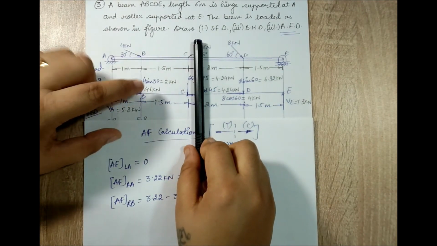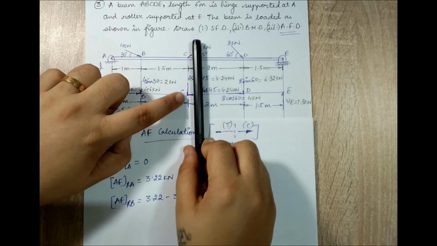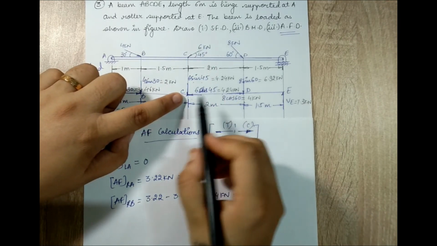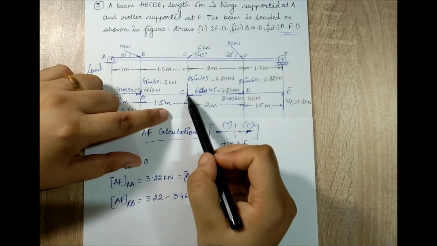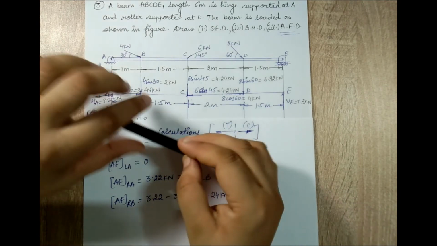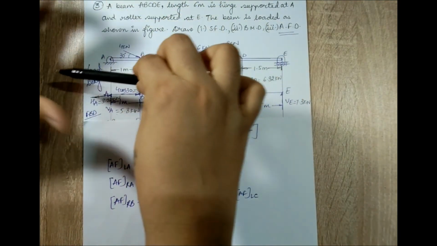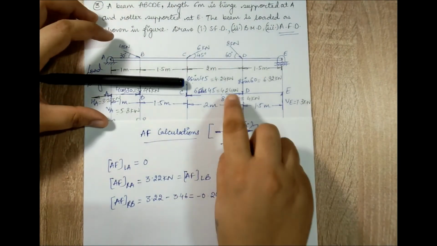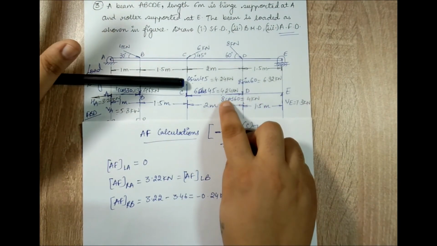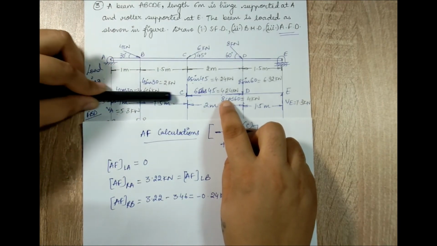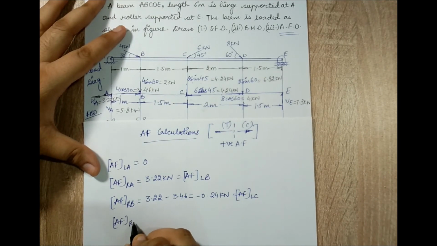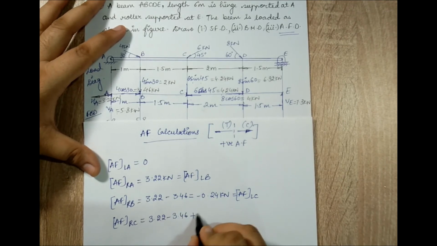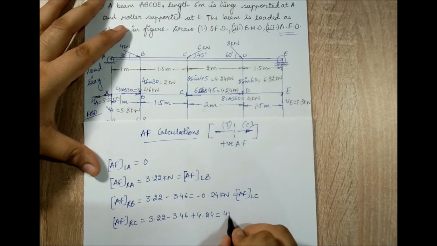For right of C, this force over here becomes very clear, which is 4.24. Now you have to understand that you are walking from left to right. So this force, by using principle of superposition, I can lift the force from here and place it like this at C. So actually this 4.24 is not causing a compressive effect, it is causing a pull kind of effect on C. So for the next value, axial force to the right of C will be 3.22 minus 3.46 plus 4.24, which will be 4 kilonewton.